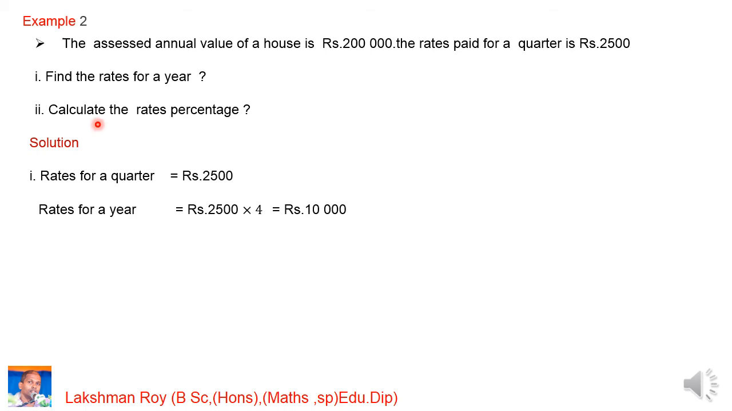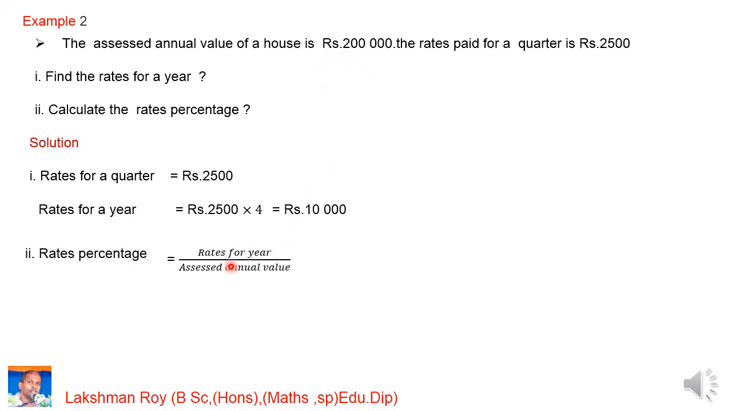Now Roman number 2 says calculate the rate percentage. See, rate percentage, right? So before that you should write the rate as a fraction, right? Then you can make that fraction into a percentage. Let's see how to write the rate as a fraction. So this is the amount, 10,000 is the amount you should pay as rates. For what assessed value? 200,000 assessed value, right?